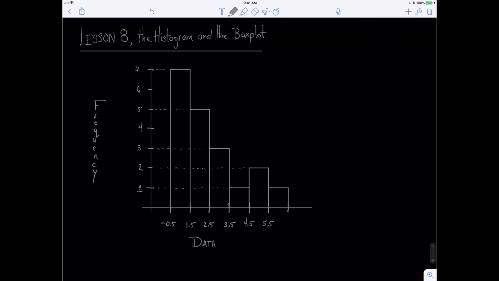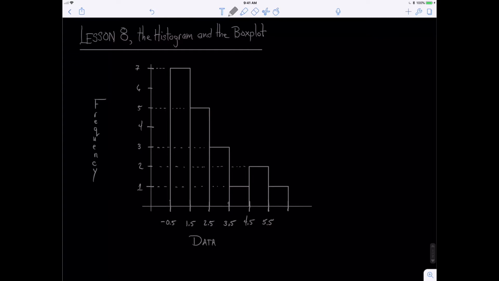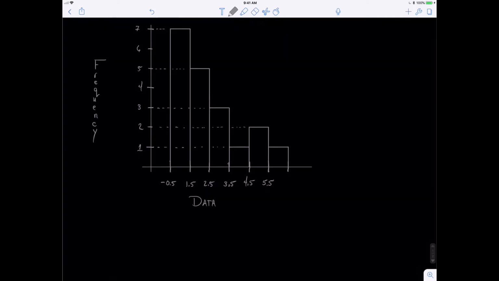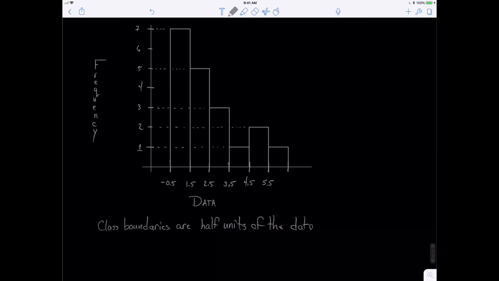Now, here's how we do this. Let's take a look at one of our classes, and it doesn't matter which. Remember that when we have class boundaries, they are the half units of the data. Half units of the data. Well, what does that tell us?